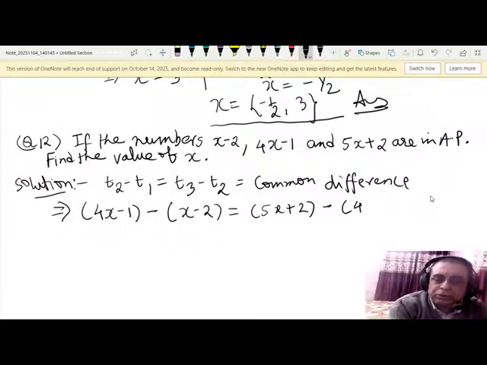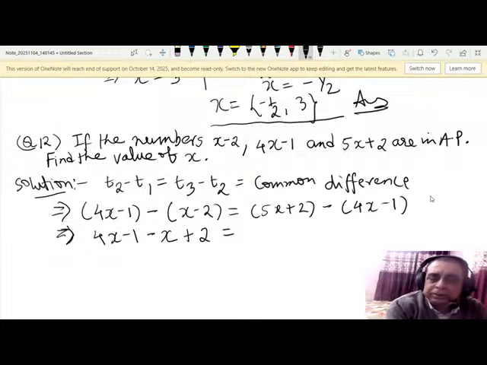So that is equal to 4x minus 1, right, in the bracket. Now open both the brackets. So this is 4x minus 1. Here there is a negative sign before the second bracket, so on opening the bracket, the sign of the terms will change. So plus x changes to minus x. Minus 2 changes to plus 2.